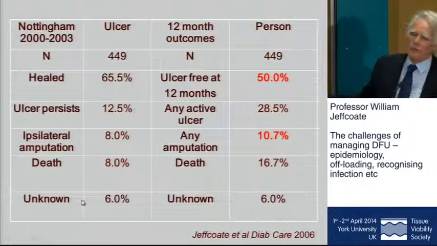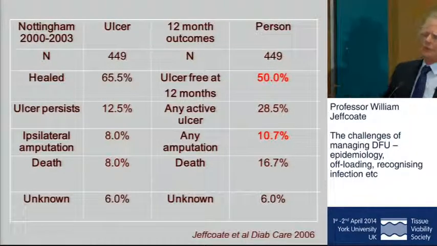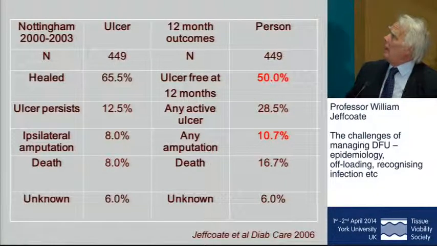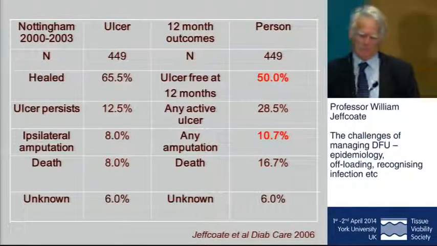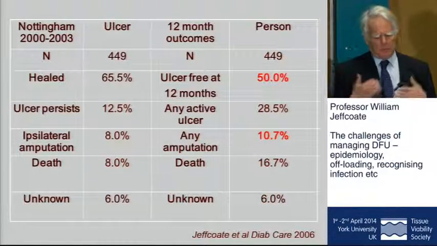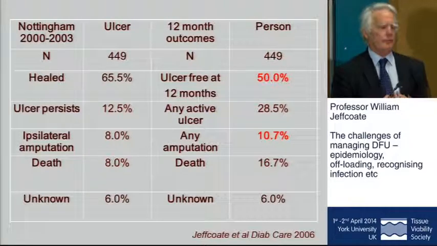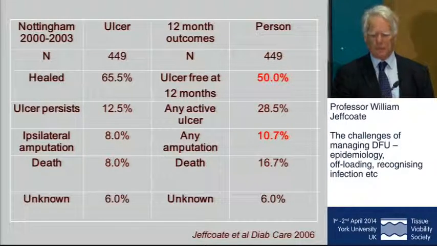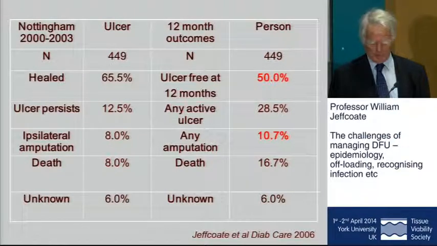okay, 2/3 of ulcers might heal within 12 months, but at 12 months, only 50% of people are ulcer-free. 8% of ulcers might get resolved by amputation, but 10% of people have had an amputation. So amputation is a measure, and it is used repeatedly of the effectiveness of outcome, but it's not a very good one because we should be thinking about the person. But because it is used repeatedly, that's what I'm going to talk about now.